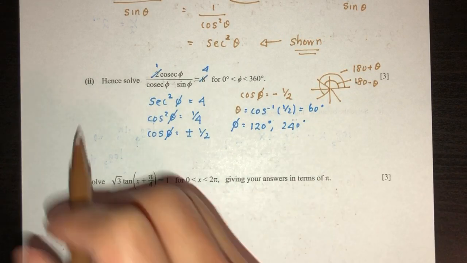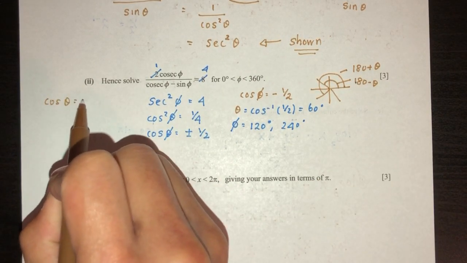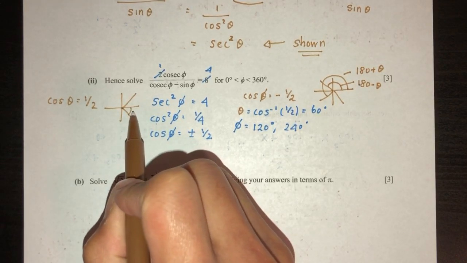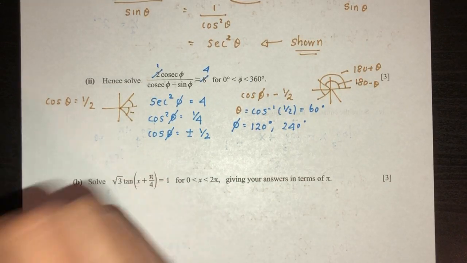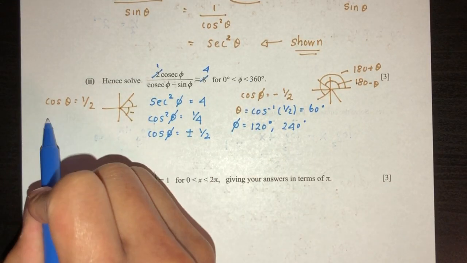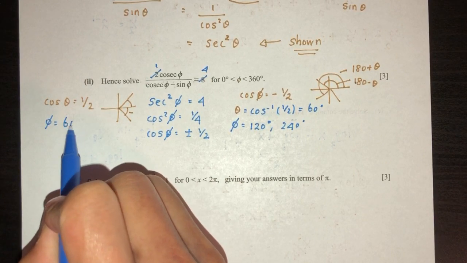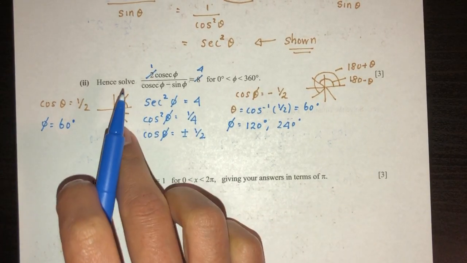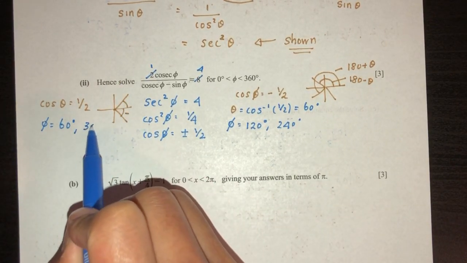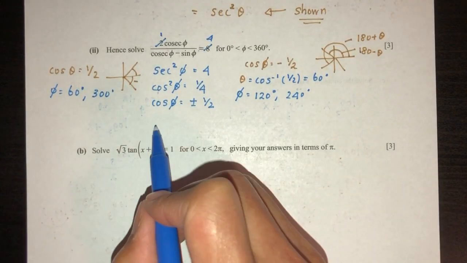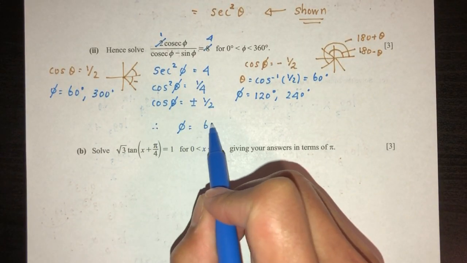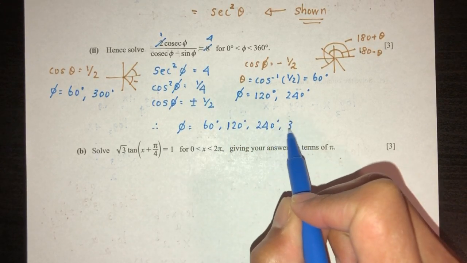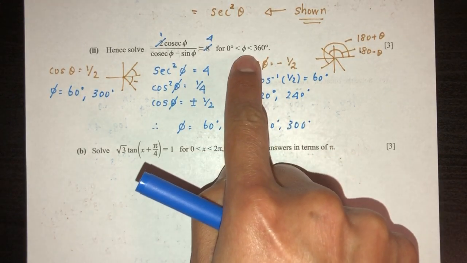Now what happens when cos is positive? Let's do this here. That will be in your first quadrant and your fourth quadrant. This is 360 minus theta, and this is just theta. But of course we're not looking for the value of theta. Phi has to be, the first quadrant is 60 degrees, because we know cos inverse of positive half is 60. That will be 60, and this one will be 360 minus 60, which is 300. So finally your four values of phi will be 60, 120, 240, and 300. Everything is between those two values, right?